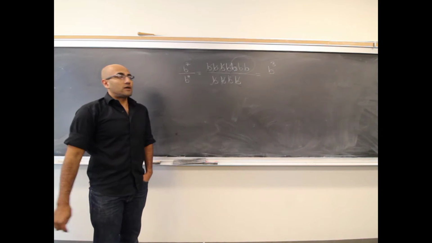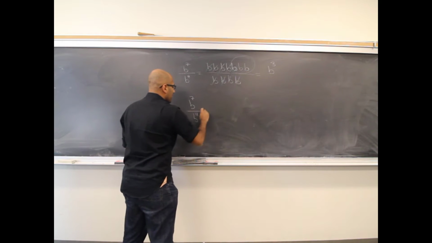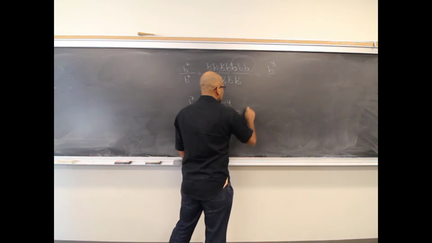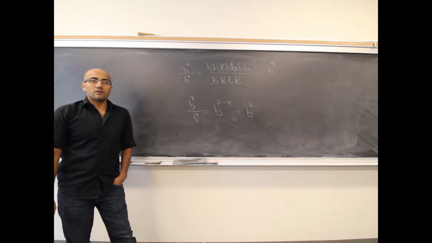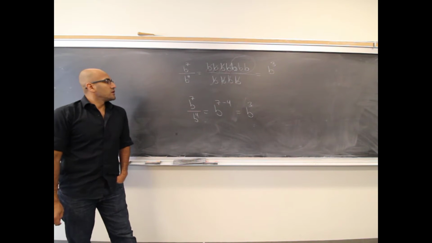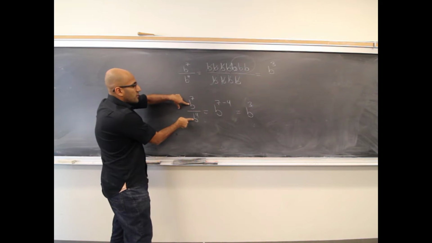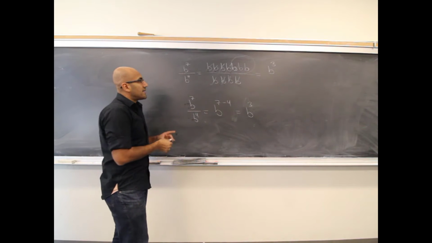And the shortcut tells me that if I have b to the 7th over b to the 4th, this is equal to b to the 7th minus 4, which is equal to b to the 3rd power. Good? Questions? Okay, so the pattern will hold as long as they both have the same base, b. And that base could be all kinds of things.